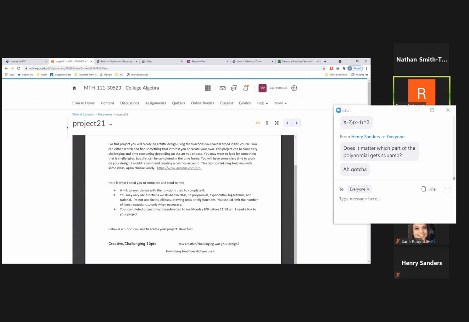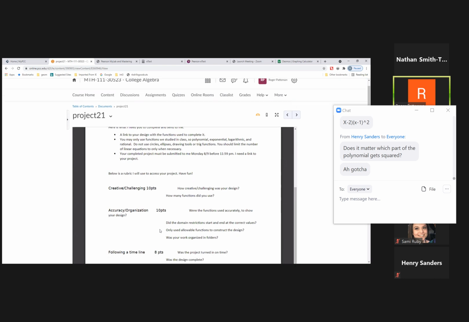All right. You can only use functions we've done in class, so polynomial, exponential, logarithmic, and rational. No circles, no ellipses, no trig functions, only those. And please don't do a bunch of linears. Okay, you should really limit your linears. Those are pretty simple. So it's got to be submitted to me Monday, 8/9 by 11:15. Again, I need a link.